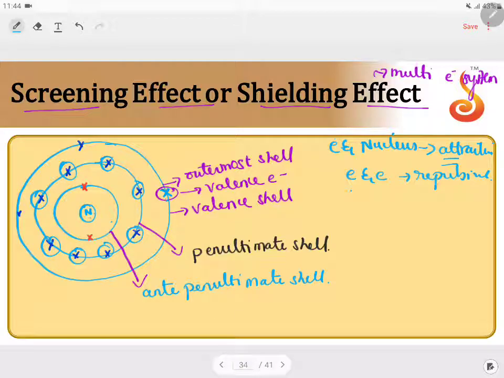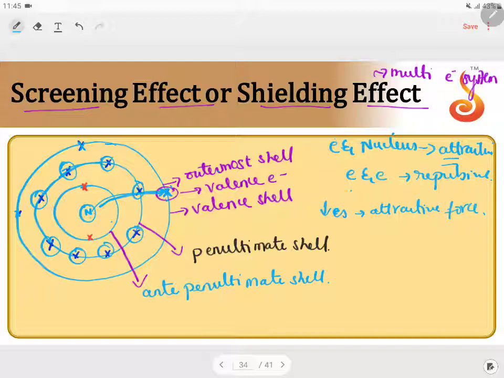Now, if these inner electrons cover the valence electrons effectively, what are they doing? They are forming a protective layer around the nucleus. So when the inner electrons cover the valence electrons, the attractive force between the outermost electrons and the nucleus decreases.